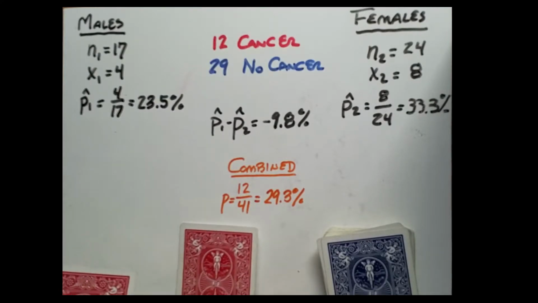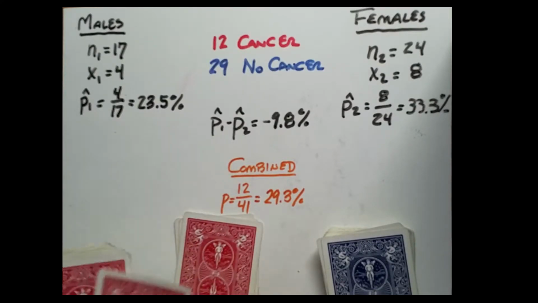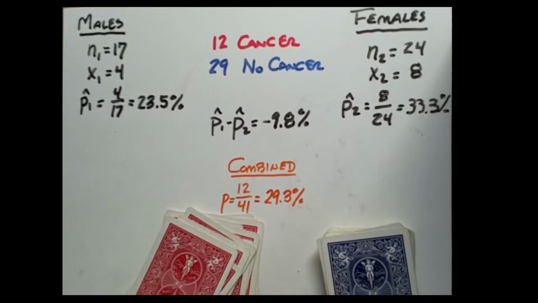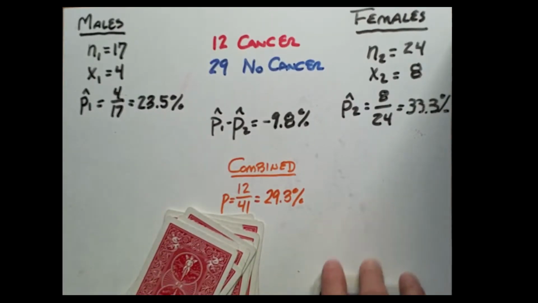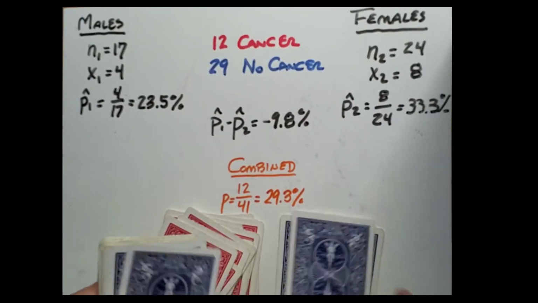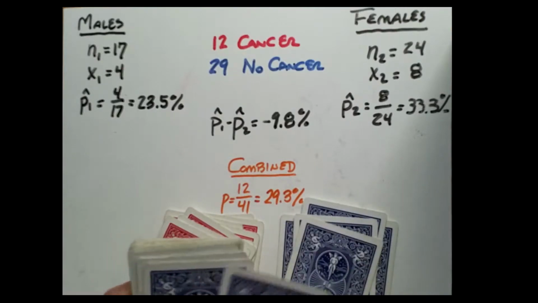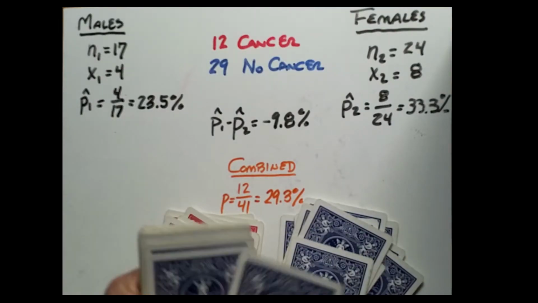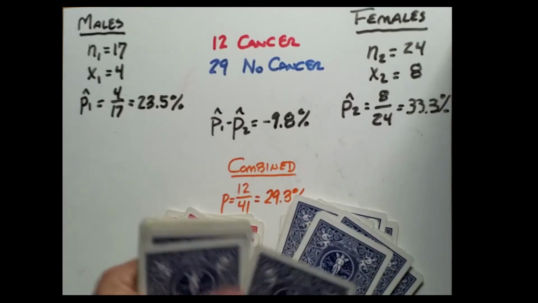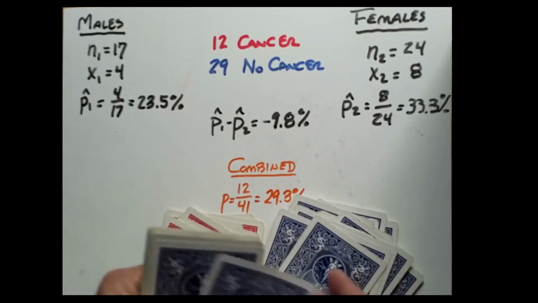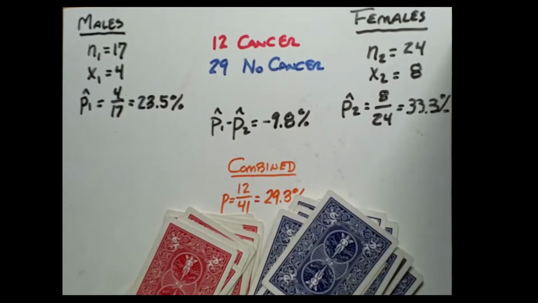I'm going to represent those with red cards. 1, 2, 3, 4, 5, 6, 7, 8, 9, 10, 11, 12. And then the blue cards will be the no cancer. We need 29 of those. 1, 2, 3, up through 29. So there's our cancer and no cancer.